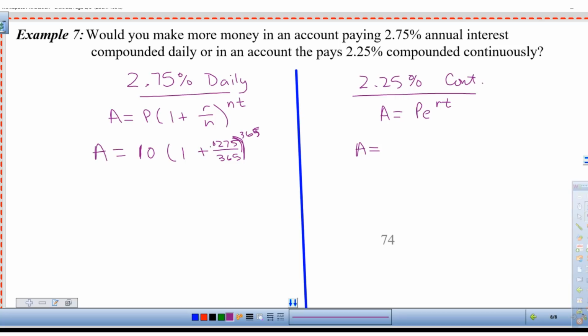I don't like 10 and 1 because they're too small. I want to get a substantial difference. So I'm going to make this 1,000. There's nothing wrong with 10. 10 is fine. I just don't like it because it's going to be like $11.42 versus $11.23. I just want a bigger difference. For time, I'm going to put in 10. You can put in whatever you want.